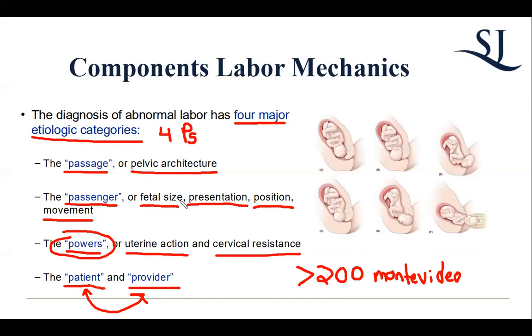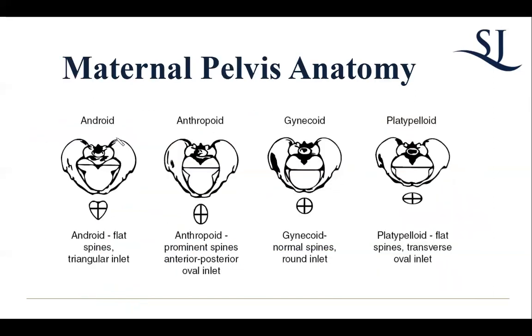In talking about our passage, there are 4 different types of pelvises that they like to sometimes ask you about. So which one of these is the ideal one? Probably guessed it because it says gynecoid, right? Even just the picture, it's a nice circle. A gynecoid pelvis is ideal for delivering a baby. Then you have these other shapes.